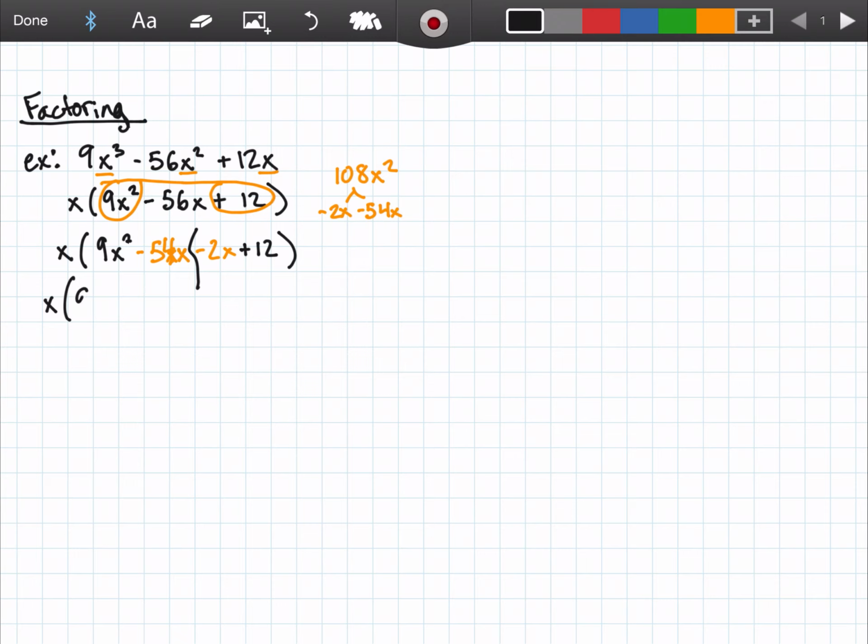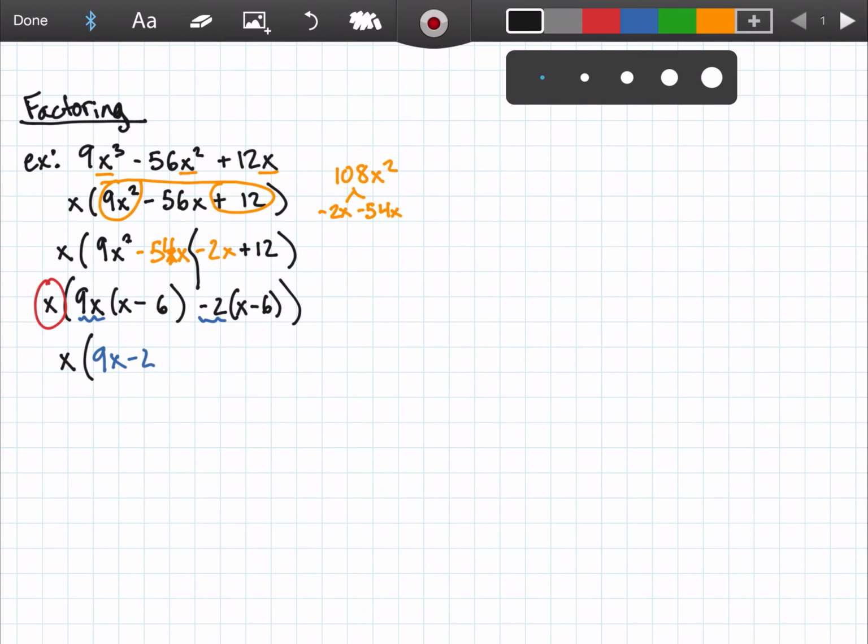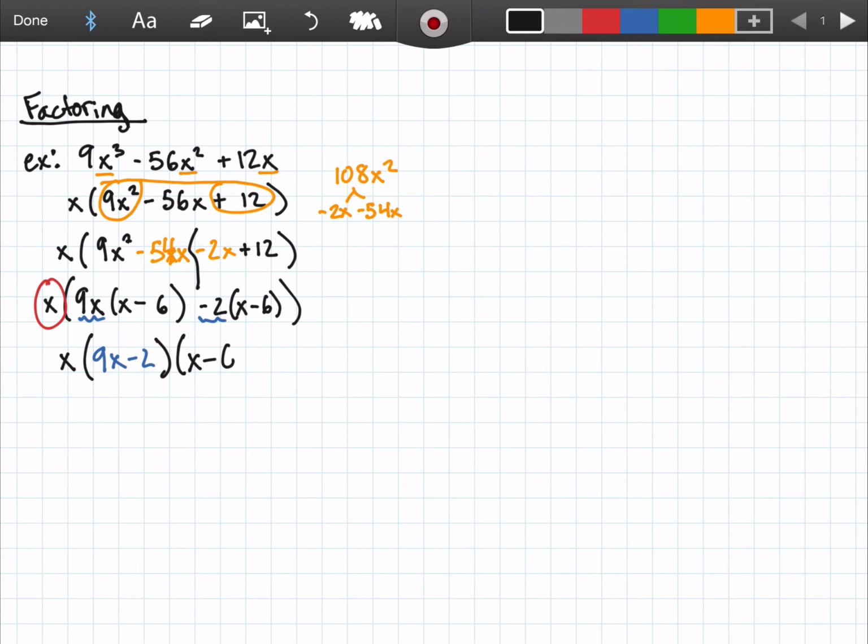So now when I cut those in half, that x stays up front. Because now I can factor out 9x from both of these to get x minus 6. And on the right side, I can factor out a negative 2 and get x minus 6. Hey, they're the same. That means we did it correctly. This GCF stays out front, so I get x. And now these two are going to come together to do 9x minus 2. And then those are both being multiplied times x minus 6.